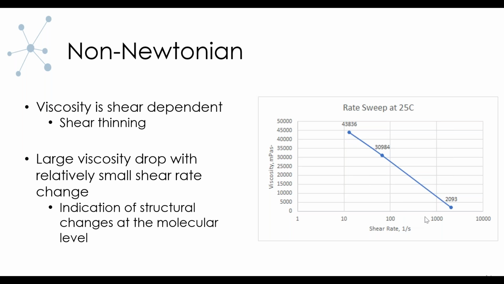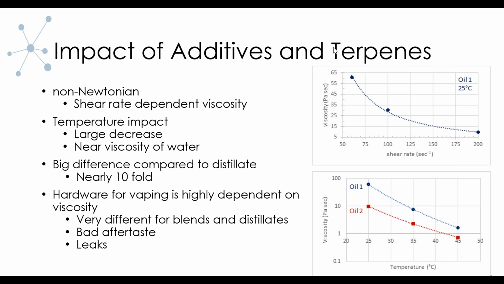However, it decreases quite dramatically as your shear rates are increasing, and at a little over 1,000 inverse seconds, the viscosity dropped to just a little over 2,000. So the impact of additives and viscosity on distillates is actually quite dramatic. Some of the work that we've done, we've seen nearly a 10-fold difference in viscosity of blends to distillates.